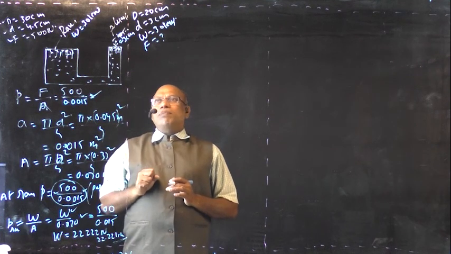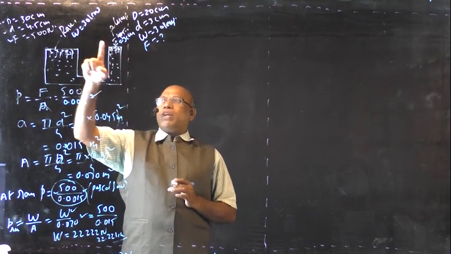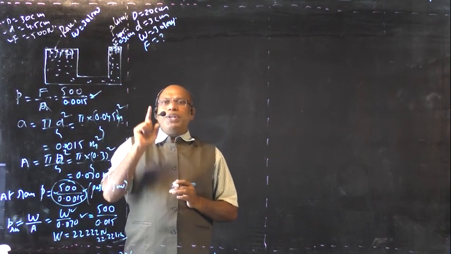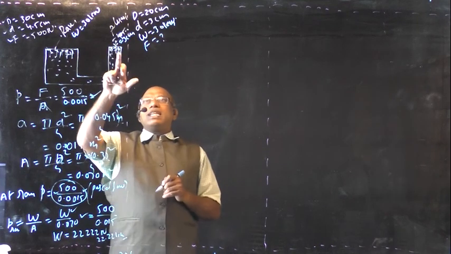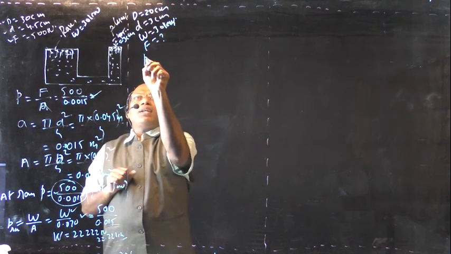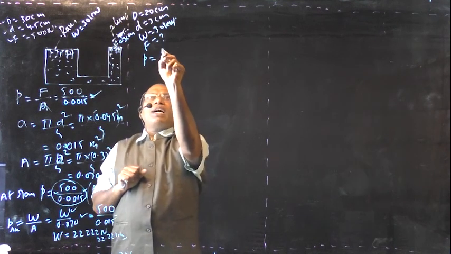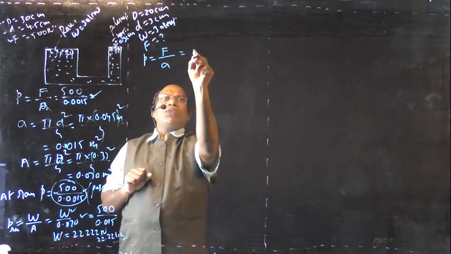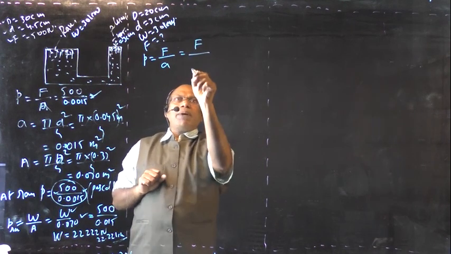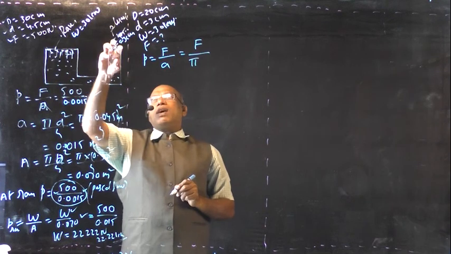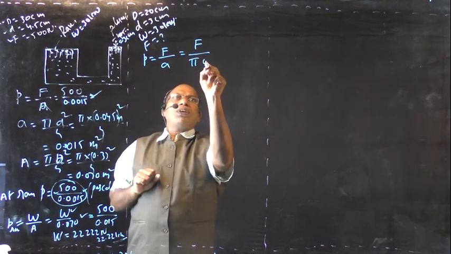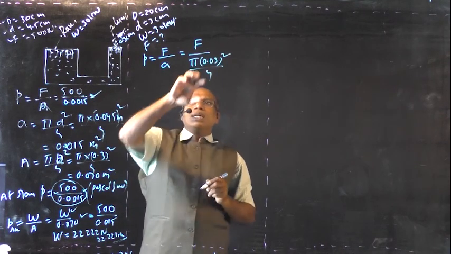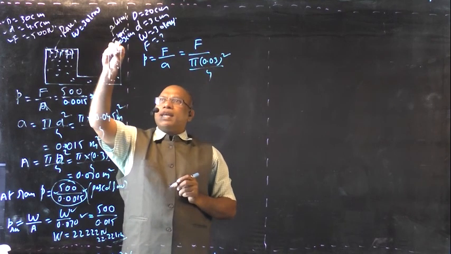Based on Pascal's law, the pressure intensity at the plunger must be equal to the pressure intensity at the ram, or the pressure intensity is equal in all directions at a point if the fluid is at static condition. Therefore, pressure intensity at the plunger is equal to force by area. Area means area of the plunger, so that is equal to force, which is unknown, divided by area pi d square by 4. Diameter of the plunger is 3 centimeters, that is 0.03 meters. This is the pressure intensity at the plunger.